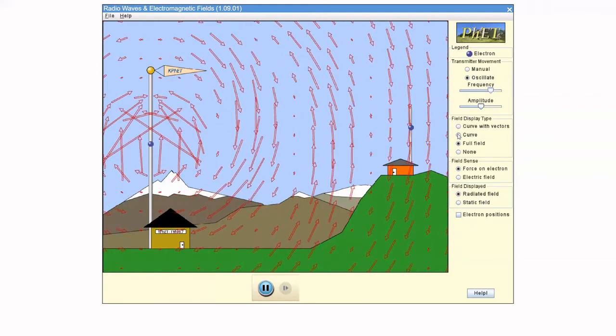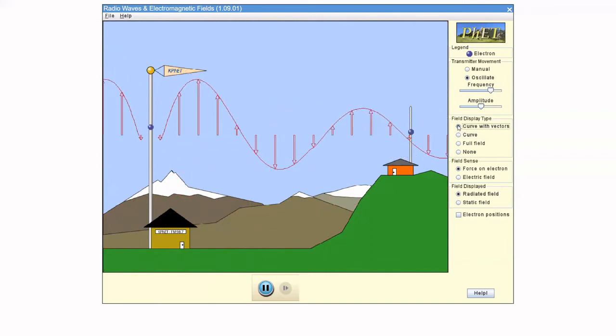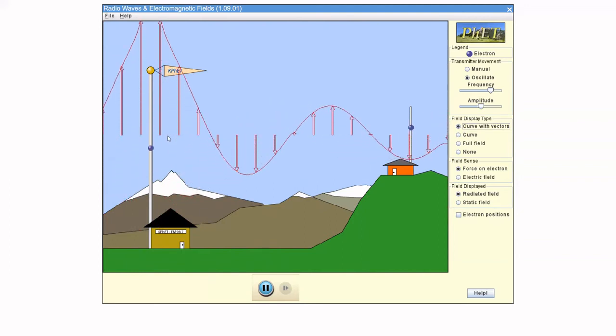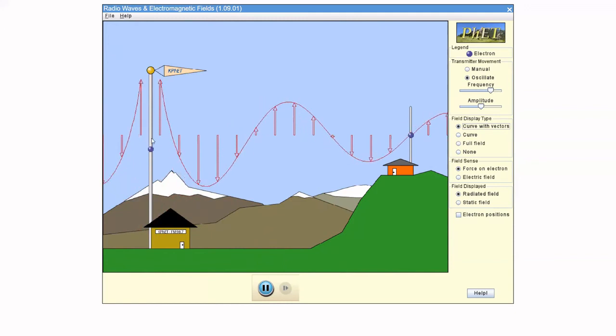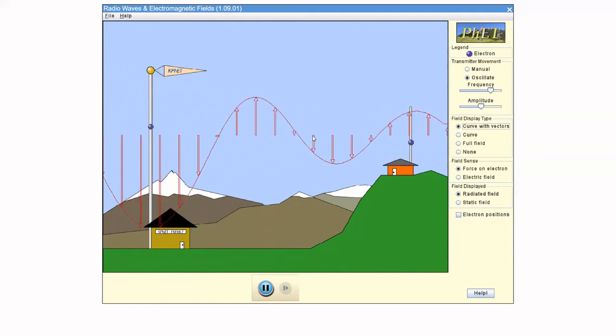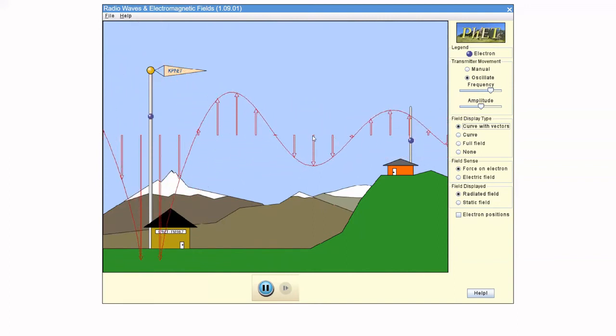Let's look at a different visualization here. Not quite as informative. How about this one? Okay, that makes it really clear. They're only showing the values of the electric field along this axis right here. That is the axis along which all of the E field vectors are perpendicular to the axis. You just want to memorize that picture.